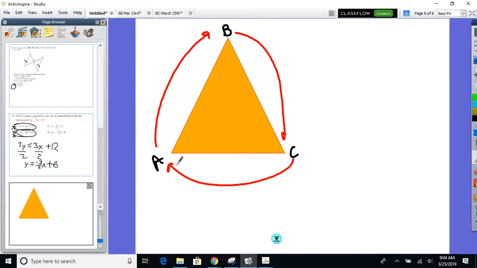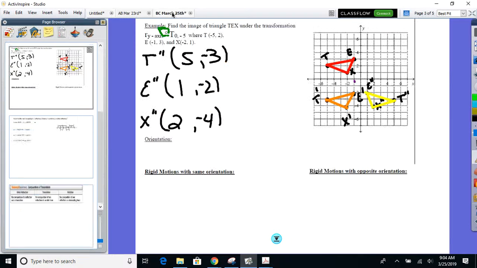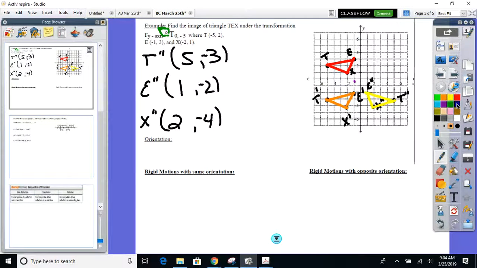What direction are those vertices going in if I go to ABC? Clockwise. All right. That is called the orientation. When I go from A to B to C, that is in a clockwise orientation. So when we're asked about orientation, I'm specifically asking for the direction of the vertices.